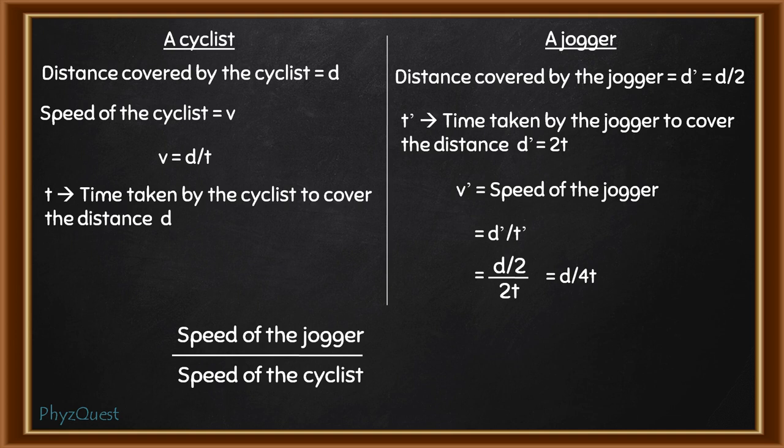So let's calculate the ratio. The ratio is v prime divided by v. So v prime is d by 4t and v is d by t, which comes out as 1 by 4, or the ratio is 1:4.